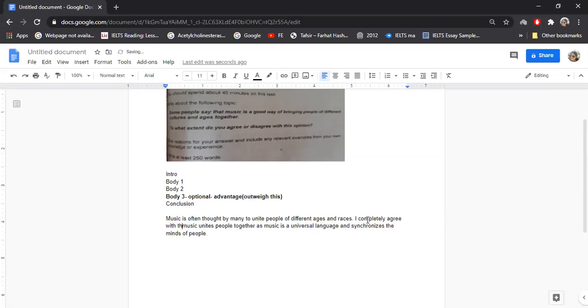Agree with the notion. Yes, notion. I tend to use that in my writing these days. I completely agree with the notion as music does unite. As music does unite people together, since it is a universal language and synchronizes the minds of people.